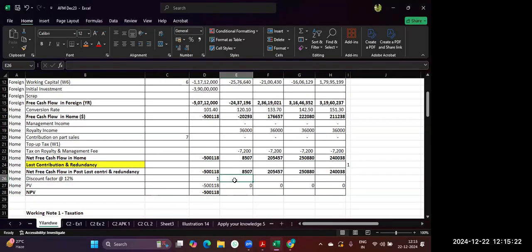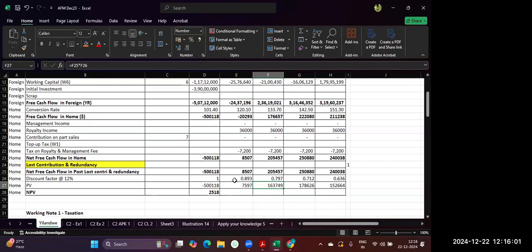For first year, it's 0.893. Second year? 0.797. Okay, 0.797, sir. Third year, 0.712. Fourth year, 0.636. Got this, everyone? Yes, sir. Understood? Yes, sir. Any doubts on this?